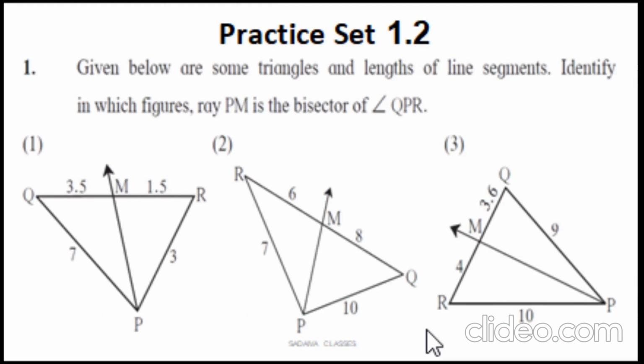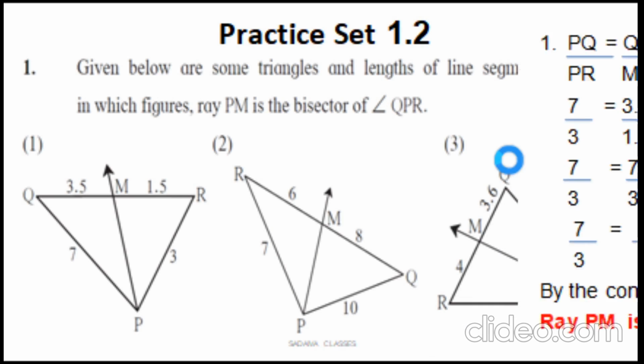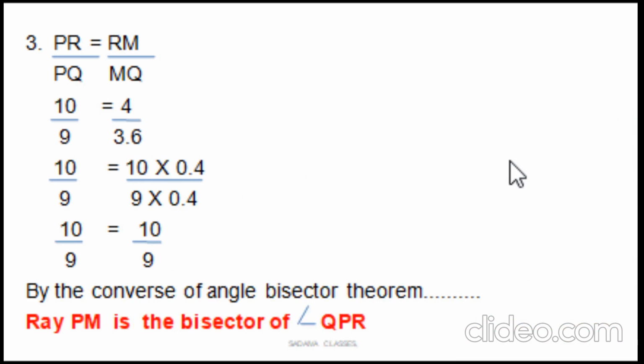Third question. Again, triangle PQR is given, same, ray PM is given. Now again we have to find out the ratio PR upon PQ and RM upon MQ. So PR is 10, PQ is 9, RM is 4, and MQ is 3.6. Factorizing, 4 is 10 into 0.4, and 3.6 is 9 into 0.4, so 0.4 cancels.